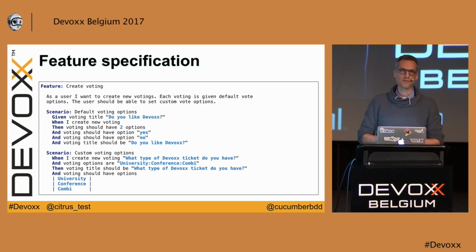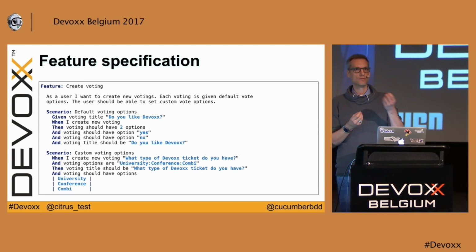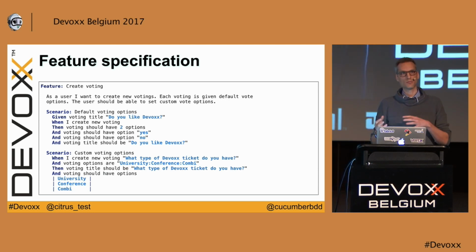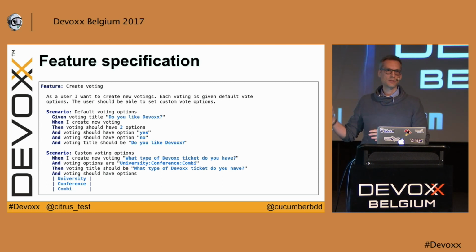Then the voting should have these options instead of the default options, yes and no. And the good thing about that is that it is using the domain-specific wording, like create a voting, do vote options, have vote results, and everything. This is domain-specific wording, and it's readable throughout the company.